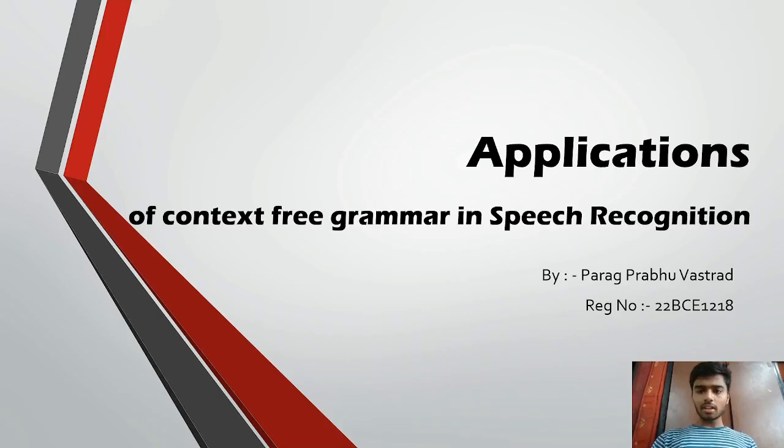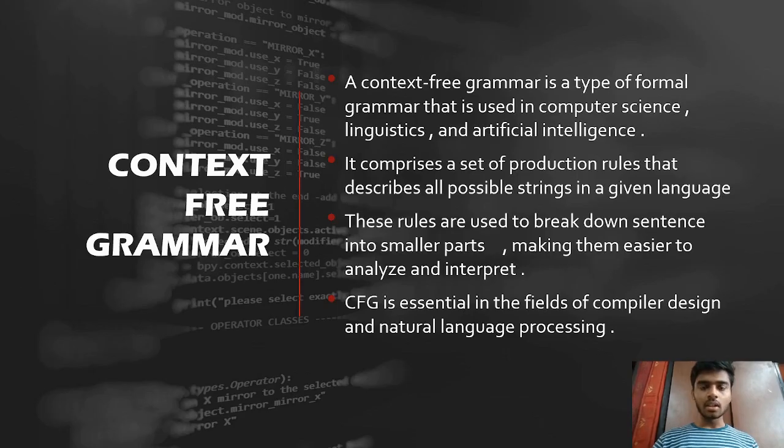Before we actually know what is speech recognition and how context-free grammar is applicable in speech recognition, the first step is knowing what is actually context-free grammar. So we'll move on to that. Context-free grammar is a type of formal grammar that is used in computer science, linguistics, and artificial intelligence. It comprises a set of production rules that describes all possible strings in a given language. Now what does this mean?